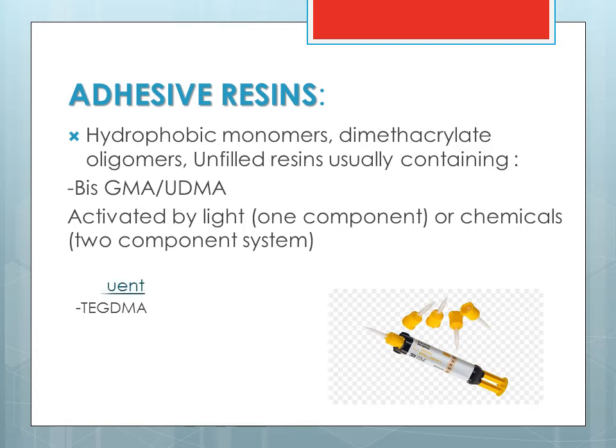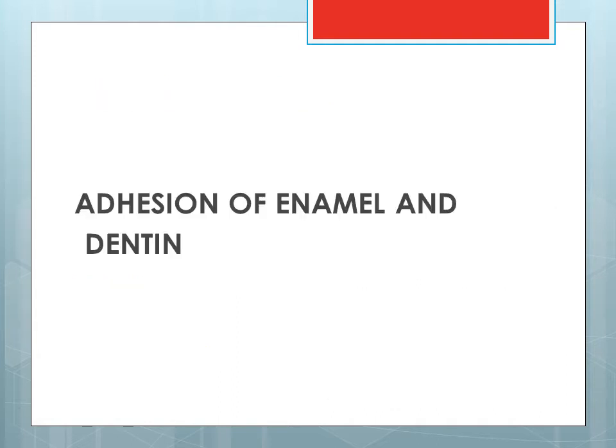Then we have a diluent. The function of a diluent is to decrease the viscosity and make it easier to work with, and in that case it is TEGDMA, triethylene glycol dimethacrylate. And the third agent in the adhesive resin is a wetting agent. A wetting agent improves the flow properties, and in this case it is HEMA. So these are the three components of an adhesive resin. We will be discussing the adhesive resins in detail later.